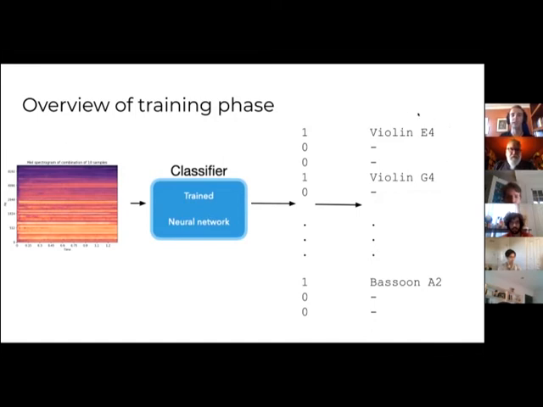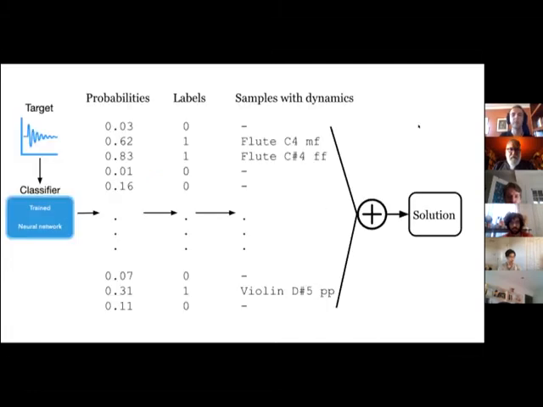Each class is just an instrument and a note. We don't care about dynamics. But when we're doing orchestration, we want to include dynamics in the final orchestration because the Tiny SOL data has a recording of flute C4 at mezzo forte, but also flute C4 at fortissimo.